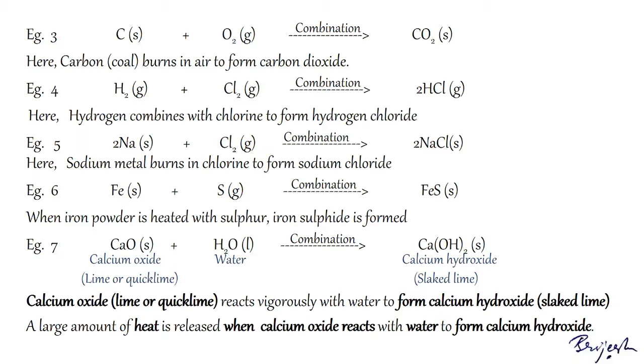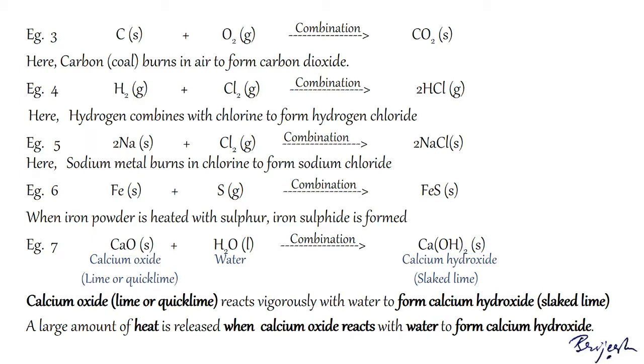Please note that when carbon in the form of coal burns in air, then the carbon combines only with the oxygen present in air to form carbon dioxide. Thus, the burning of coal in air is an example of combination reaction.